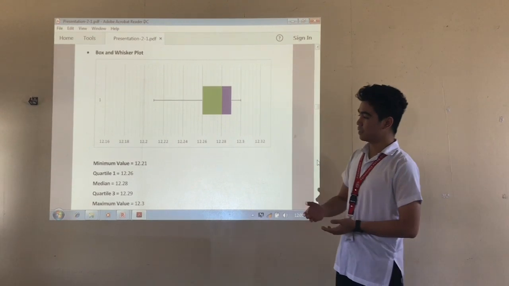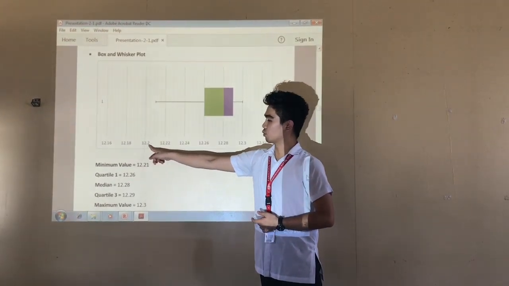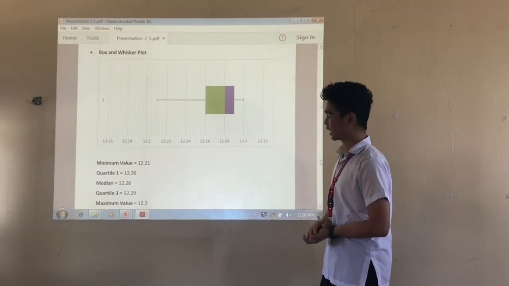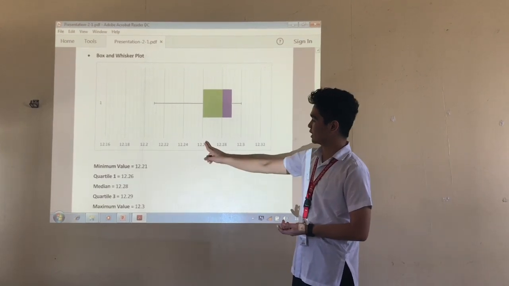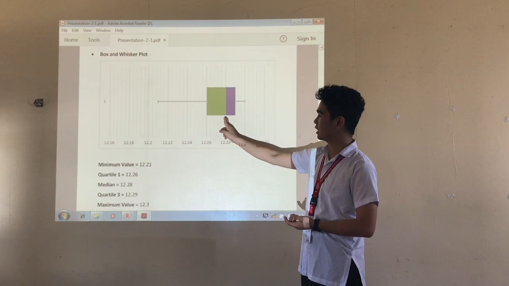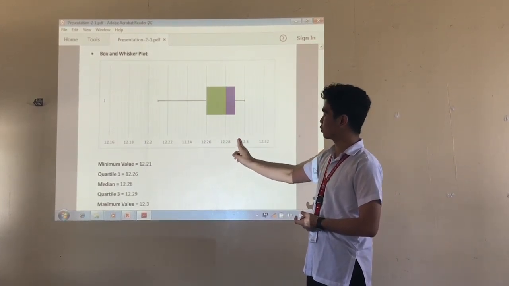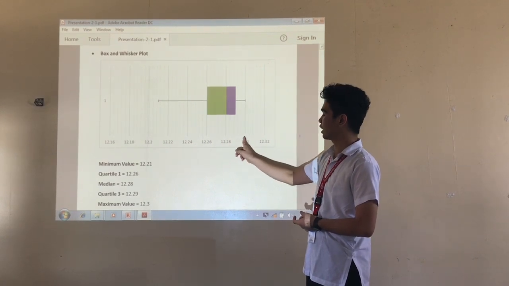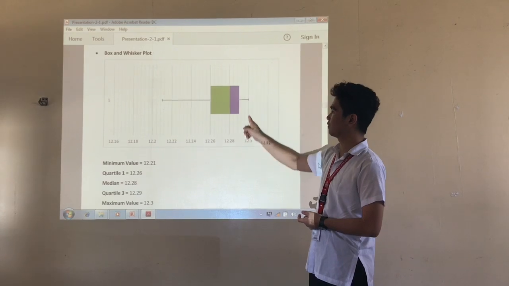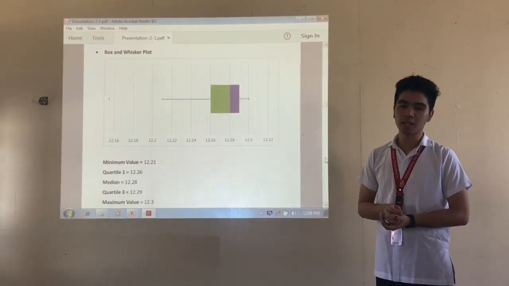Makikita po natin na ang minimum value natin ay 12.21, which is nasa gitna po ng 12.20 at 12.22. At ang quartile 1 ay 12.26. Our median is 12.28. Our quartile 3 is 12.29, na nasa gitna ng 12.28 at 12.3. And our maximum value is 12.3. At makikita po natin dito na ang ating box and whisker plot ay negatively skewed.